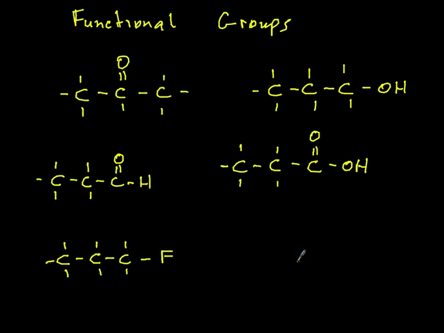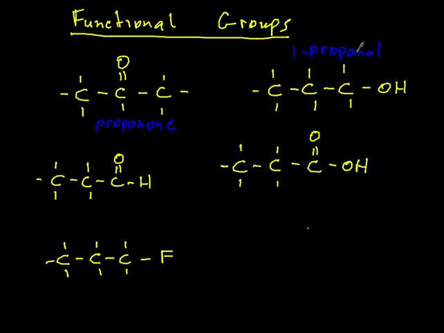Now, the other thing that you're going to need to be able to do is identify similar trends with the addition of functional groups, as far as melting points and boiling points are concerned. All right, so here are some 3-carbon chains that have some kind of functional group attached. And so here we have propanone, in this case, with the double bonded O in the middle.